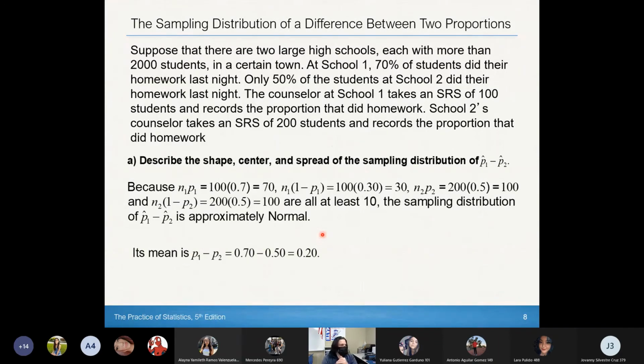Its mean will be p1 minus p2, which is 0.7 minus 0.5, is 0.2. And the standard deviation is the square root of 0.7 times 0.3 divided by 100 plus 0.5 times 0.5 divided by 200, which is 0.058. These three parts obviously describe shape, center, and spread. This is all we need. Is there anything I can clarify on this so far?